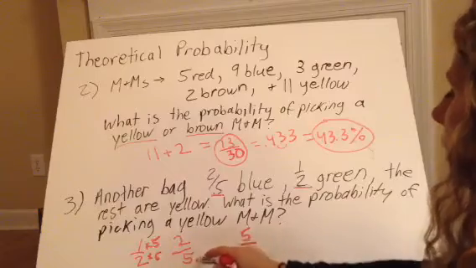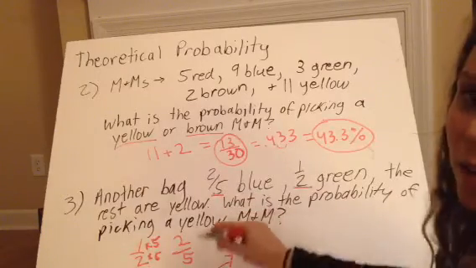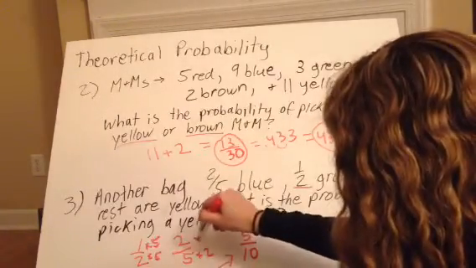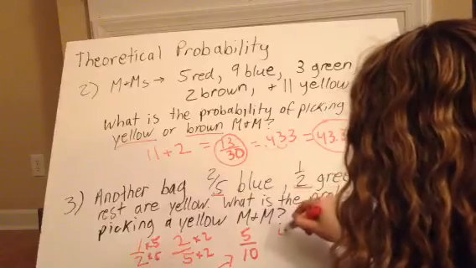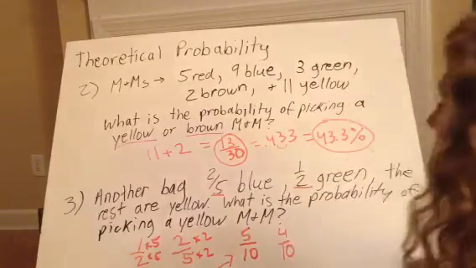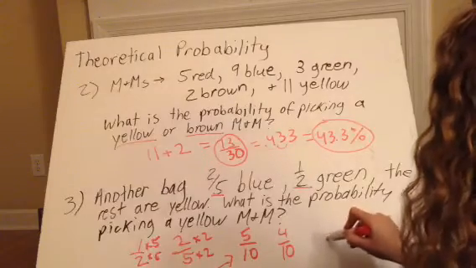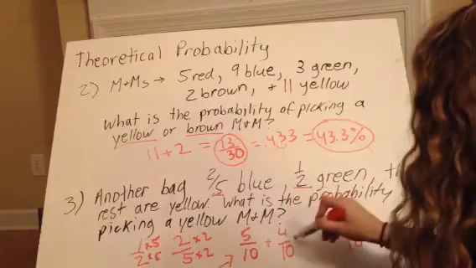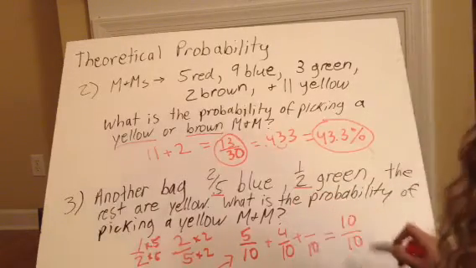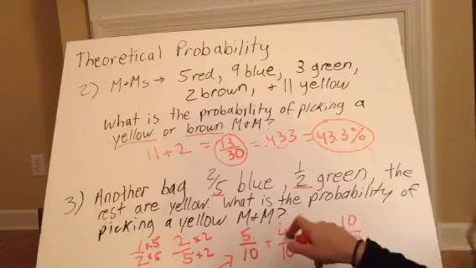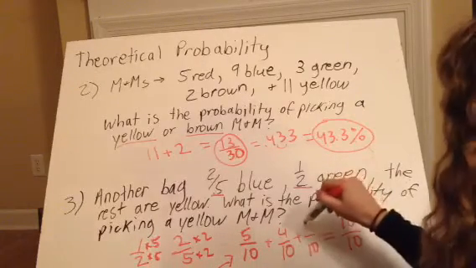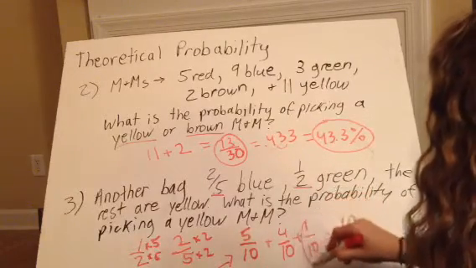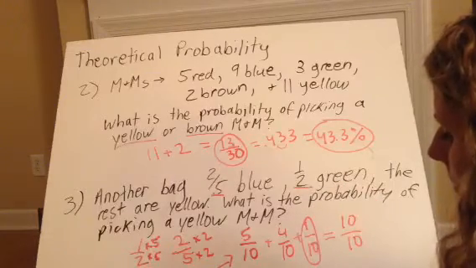Then we have 2/5. We need to make that one also have a 10 in the denominator. So 5 times 2 and 2 times 2. So we have 4/10. Okay, well we know that we need to get to 1 whole, which is the same thing as 10 over 10. So we need to figure out what we're missing right here in order to get there. Well, 5 plus 4 is 9, so we just need 1 more to get to 10. So then the probability of picking a yellow is 1/10. And that's it.